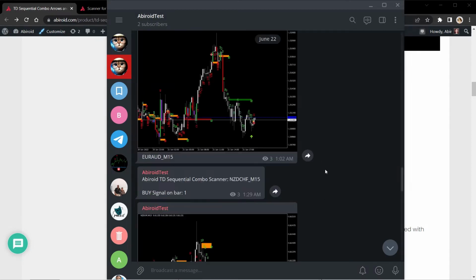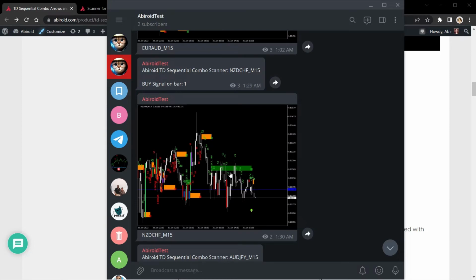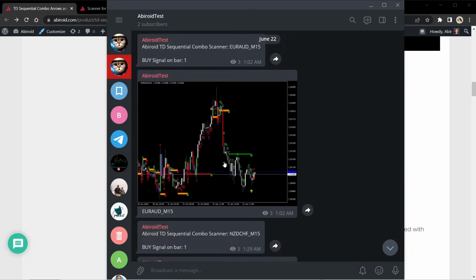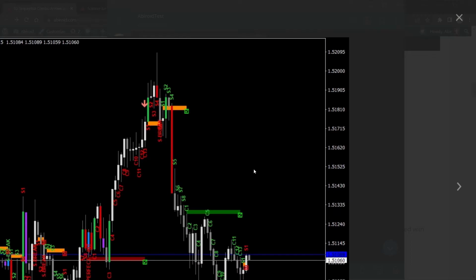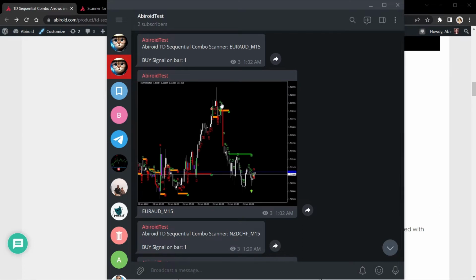So as you can see, we have a very clear understanding. Just looking at the screenshot, we can easily tell that this was a good setup. The countdown has a good consolidation, and right here we are waiting for an up arrow.